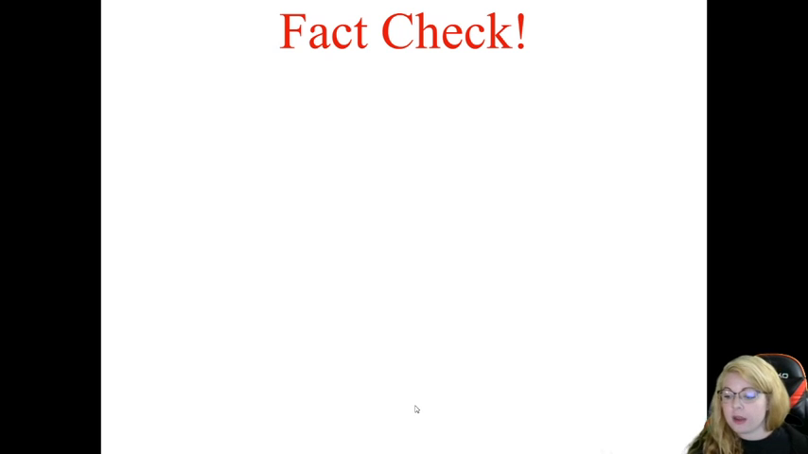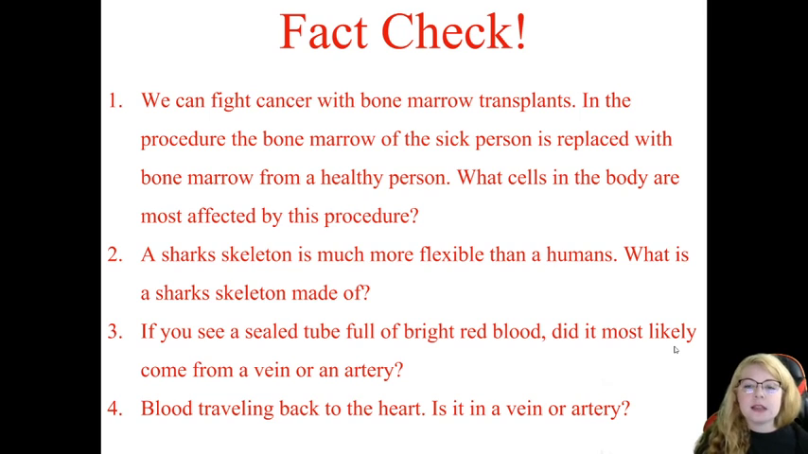All right, let's do a quick fact check on what we've done thus far, and then we will move on. It says that we can fight cancer with bone marrow transplants. In the procedure, the bone marrow of the sick person is replaced with the bone marrow from a healthy person. What cells in the body are most affected by this procedure? This has to do with what we talked about in the previous video lesson. The answer would be the blood cells are most affected because bone marrow makes blood cells. Remember, you have your red bone marrow in that internal cavity of the bone that produces those blood cells. So this would affect blood cells.